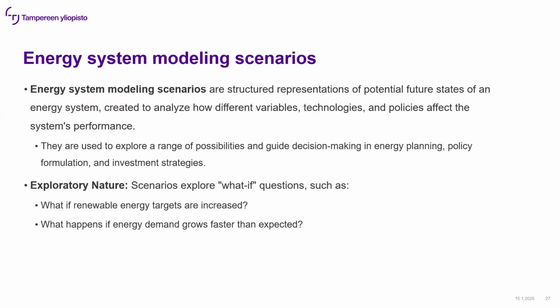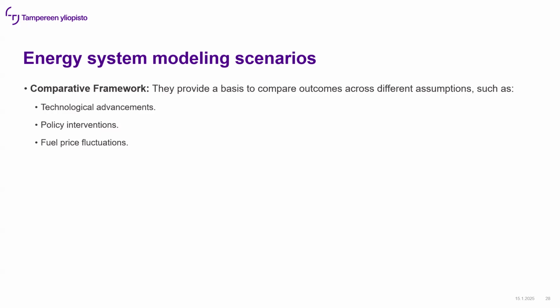So you have to see, if our hydrogen economy starts kicking on, starts increasing, then what happens to the industry? So you have to have these links between the sectors in the top-down model. You have to have links between the gas and the industry sector. Comparative framework: they provide bases to compare outcomes across different assumptions, such as technological advancements, policy interventions, fuel price fluctuations, or solar and wind fluctuations.